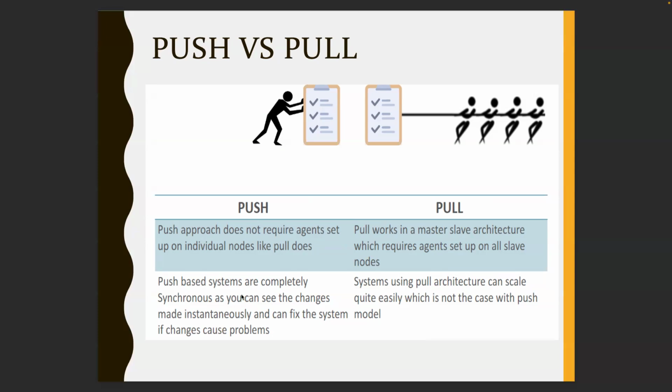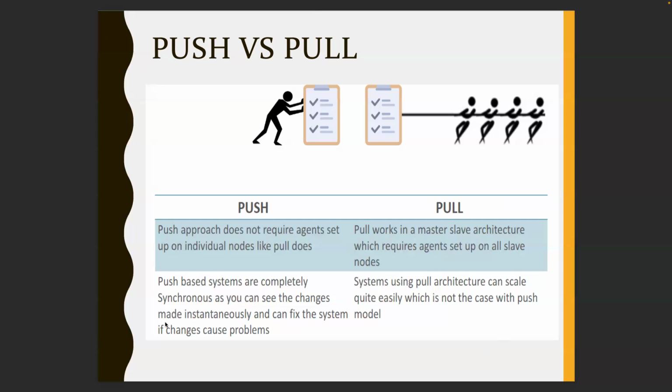Right? Push-based systems are completely synchronous. As you can see, the changes are made instantaneously and can fix the system if changes cause problems. Systems using pull architecture can scale quite easily, which is not the case with the push model. Right? The point here is whenever you write some Ansible code and run it, configurations are all immediately applied, whereas in pull, agents have to pull the configurations.